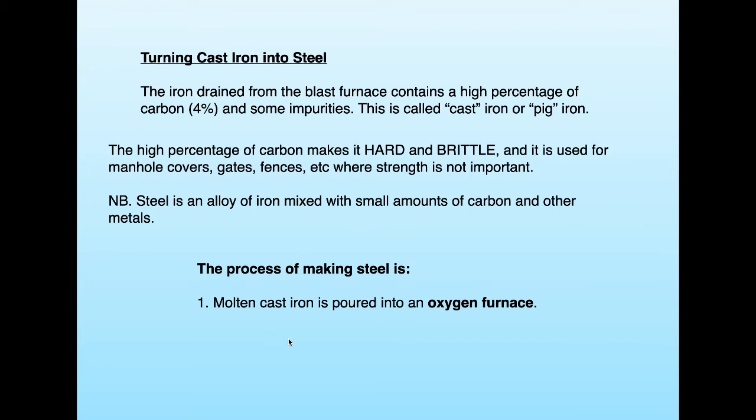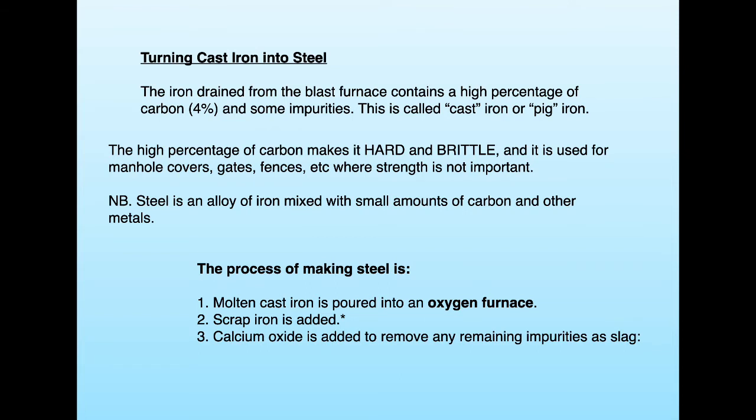We pour it into an oxygen furnace. You'll find out why it's called an oxygen furnace in a second. We add scrap iron, which is recycled iron from car bodies, machinery, etc. We recycle that iron, so we throw that in and it melts. And we add a little bit more calcium oxide to remove any other impurities as slag.